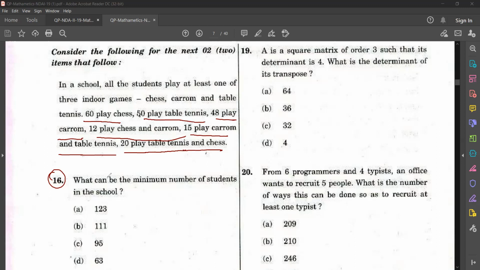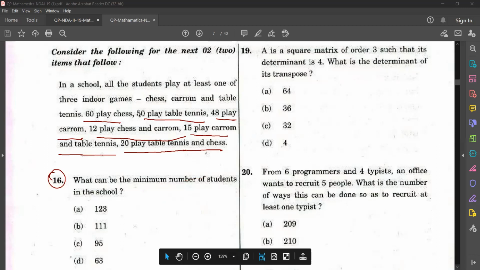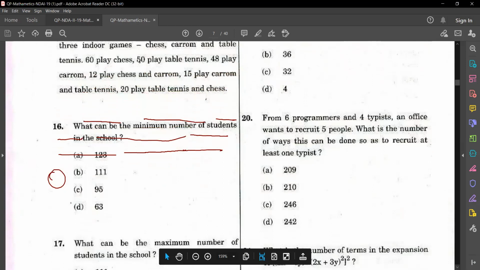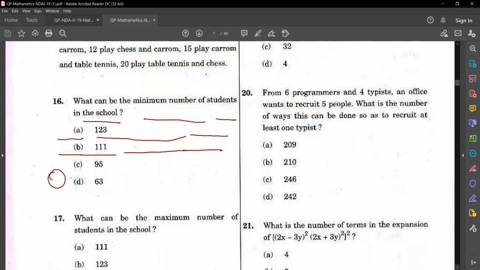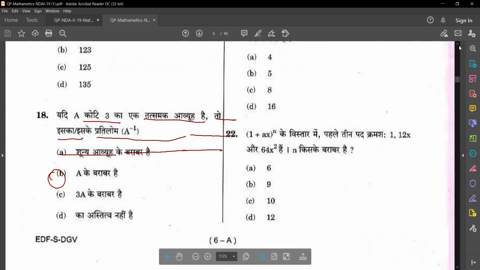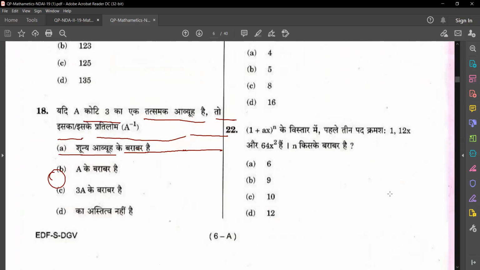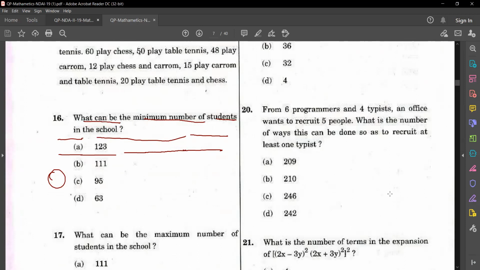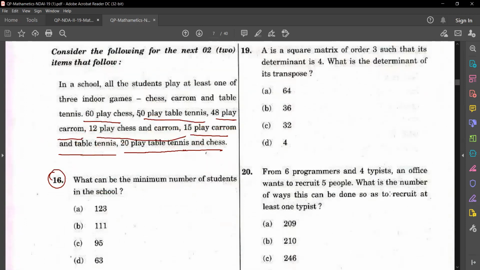Now, you have to find what can be the minimum number of students in the school. And there is one more sub question. What is the maximum number of students in the school? Minimum number of students and maximum number of students you have to find out.